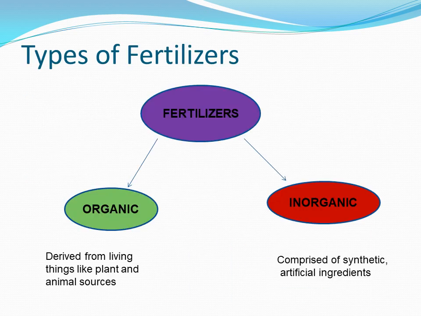Now coming to the types of fertilizers. There are various types of fertilizers. Grossly, we can divide them into two categories. First is the organic fertilizers and second is the inorganic fertilizers. Organic fertilizers are those fertilizers which are derived from living things like plants or animals. And inorganic fertilizers comprise of synthetic agents, or they are those fertilizers which are prepared artificially.